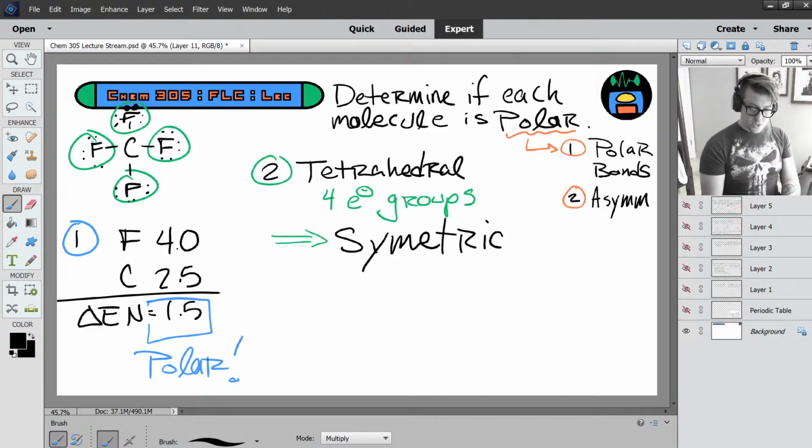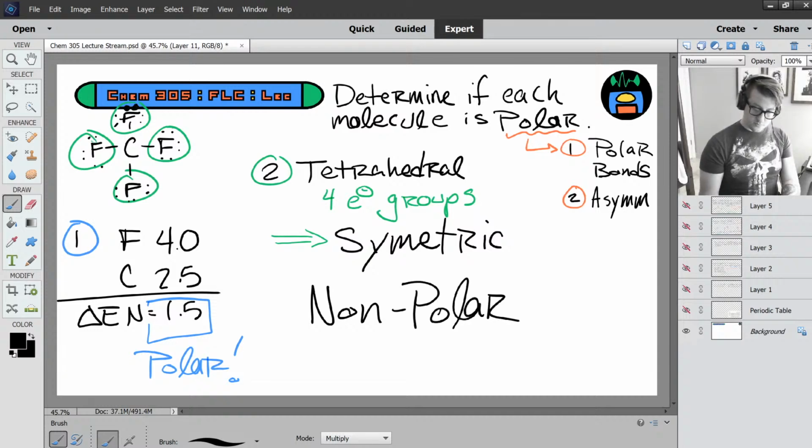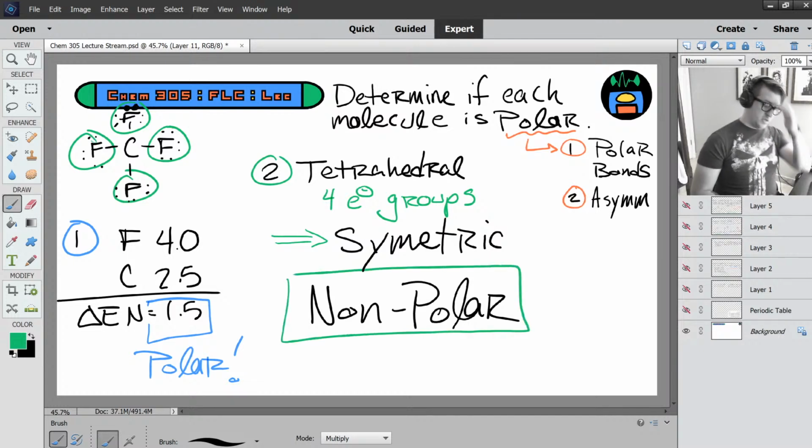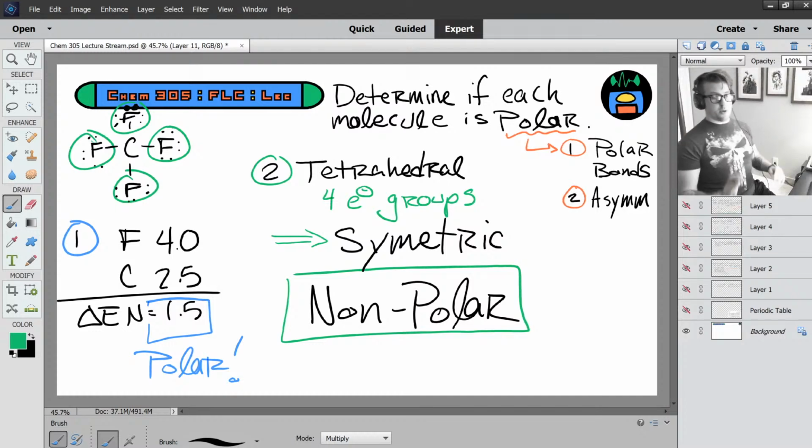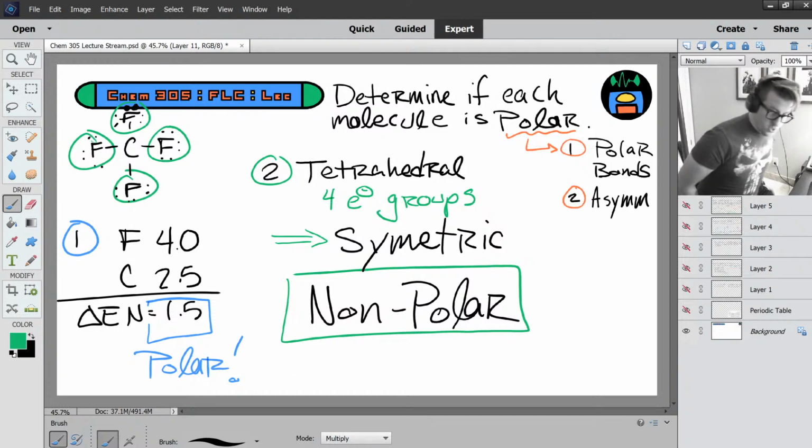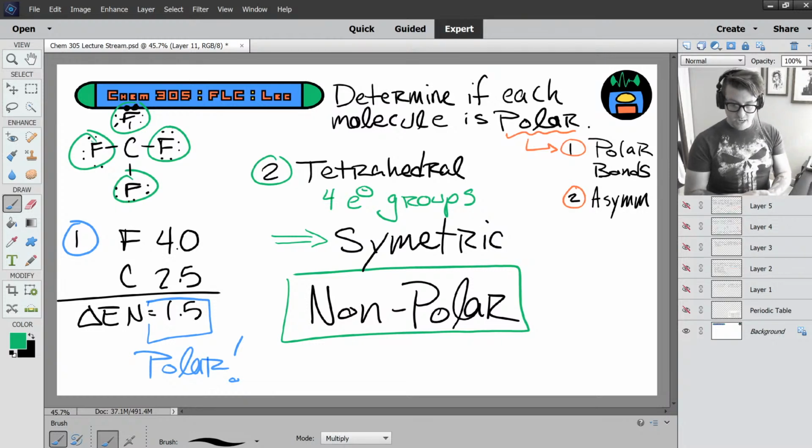And if it's symmetric, our molecule is nonpolar. All right? That is the only thing that can cancel out polar bonds, is if you have the same type of bond at every position on your molecule. All right? That is how you determine whether or not a compound is polar or nonpolar.